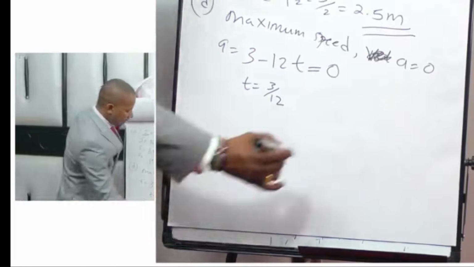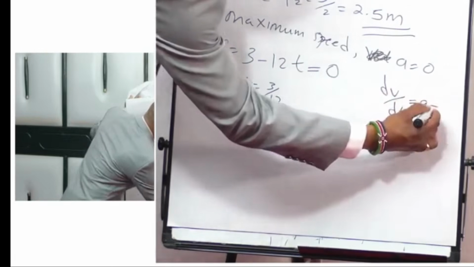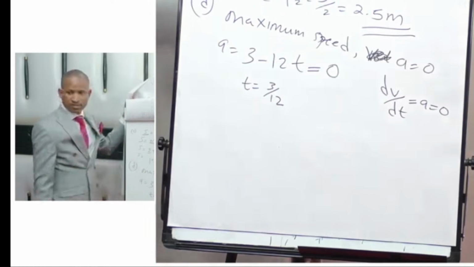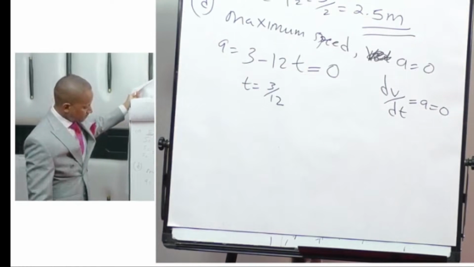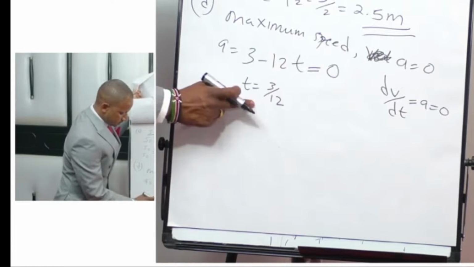Now, dv over dt, which is acceleration, equals 0 at maximum velocity. Now, t here, you solve this, is a quarter.